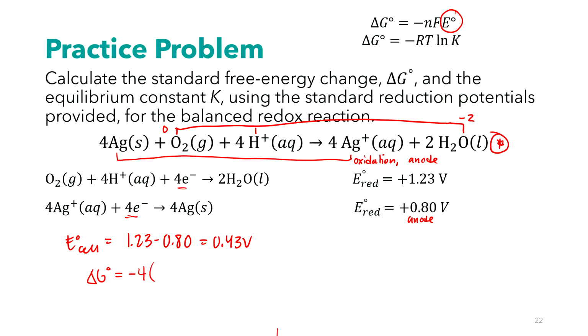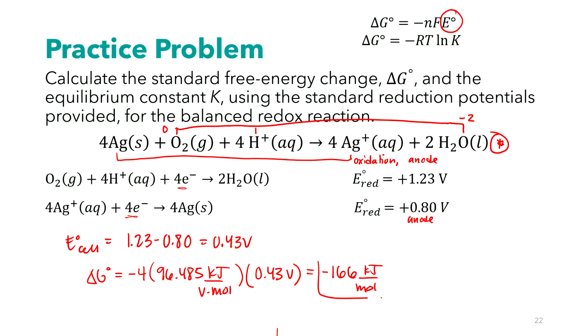Our Faraday constant, which again you would have in front of you, is 96.485 kilojoules per volt mole times 0.43 volts, and that gave me negative 165.95. I'm going to call it negative 166 kilojoules per mole. So here's my delta G, okay? Yes, we all got that?